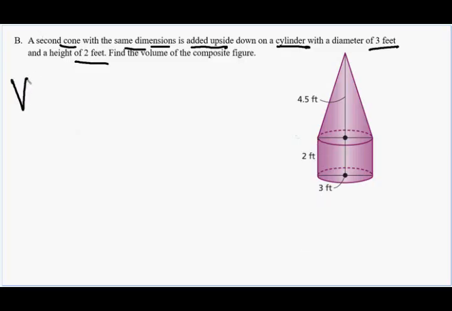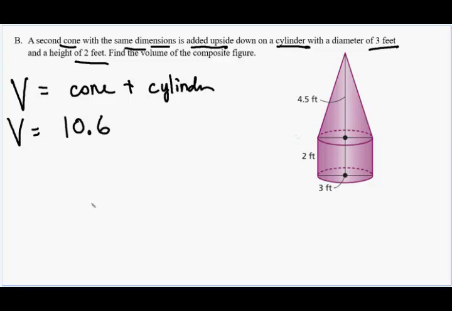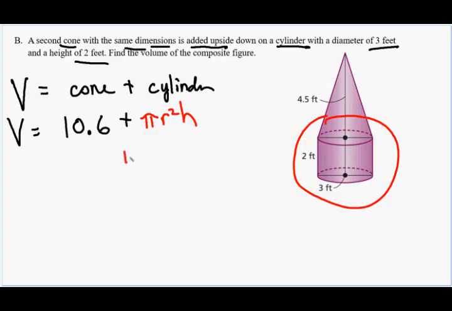So if we want to find total volume, that's going to be the volume of the cone plus the cylinder. And the volume of the cone we just found in part A. So this we can just replace with a 10.6. And now we're going to add the volume of our cylinder here on the bottom that I just circled in red. And the volume of a cylinder is pi r squared times the height. Well, pi is just pi. Our radius, just like for the cone, is 1.5, and we're going to square that. And we're going to multiply it by the height of that cylinder, which is 2.